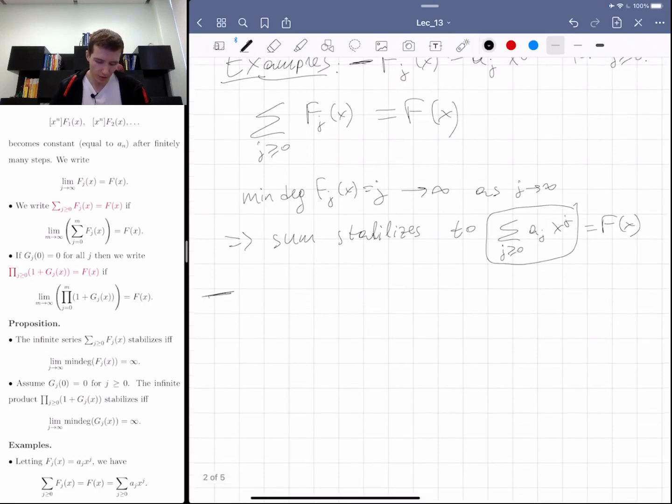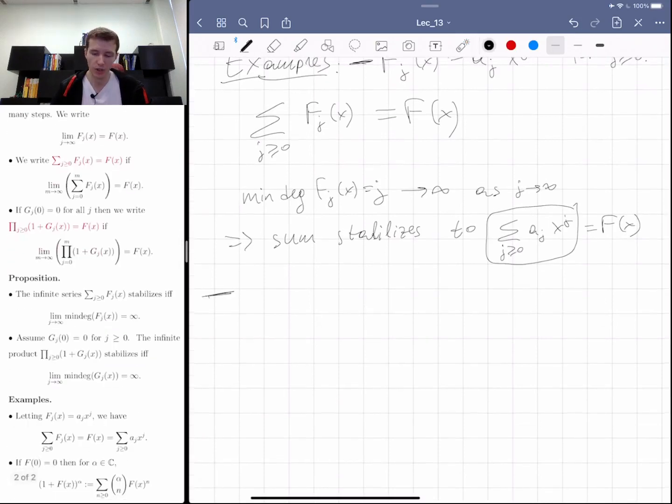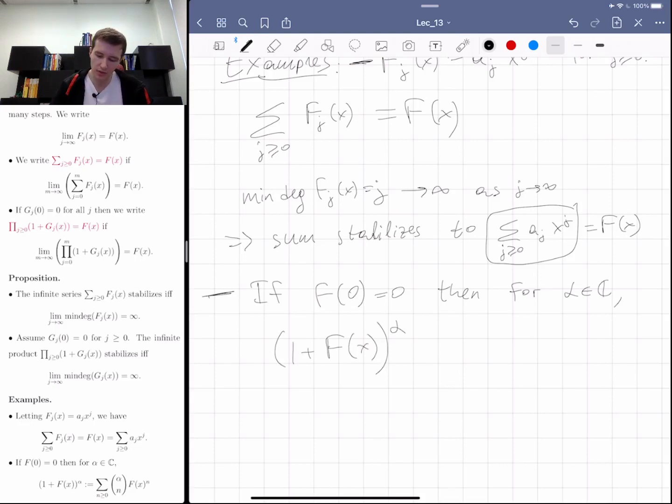Here's another example, which generalizes what we did with the generalized binomial theorem. If f is any formal power series without a constant term, and alpha is any complex number, I can now define the formal power series 1 plus f of x to the alpha, again using the same generalized binomial coefficients as from the previous lecture.